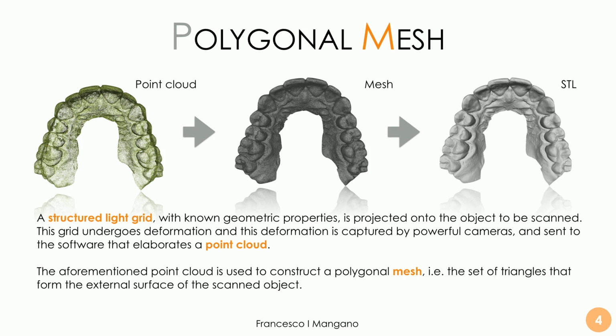We have a point cloud: the structured light grid, with known geometric properties that the scanner knows everything about, is projected onto the object, in this case the dentate maxilla of our patient. This grid undergoes deformation. This deformation is captured by the cameras and sent to the software. The software is the brain of the scanner, the most important part, much more than the cameras.